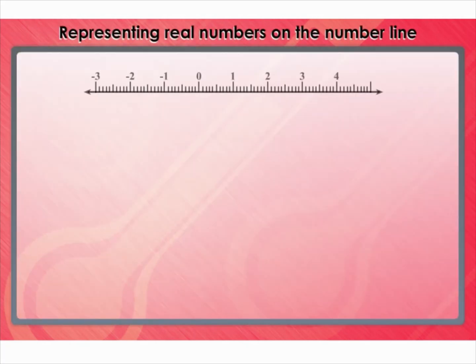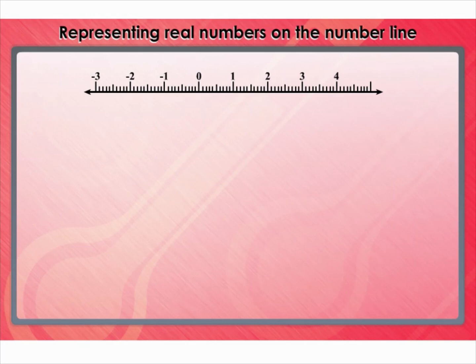Representing real numbers on the number line. You've already seen that any real number has a decimal expansion. This helps us to represent it on a number line. Let's see how to represent it on the number line. Suppose we want to locate 3.445 on the number line.